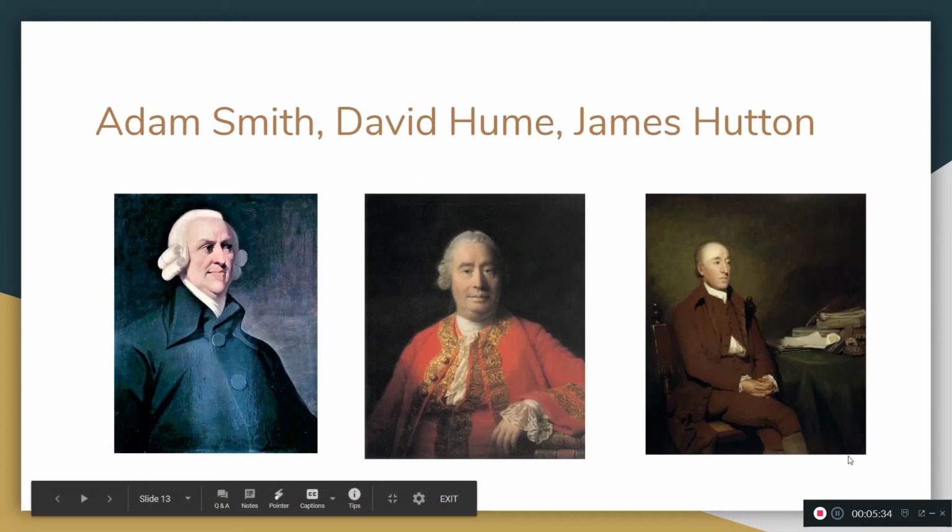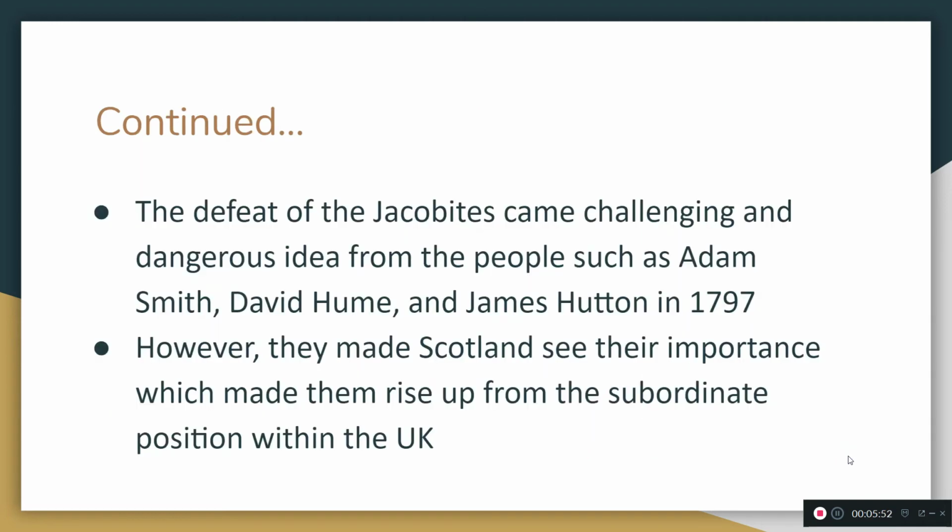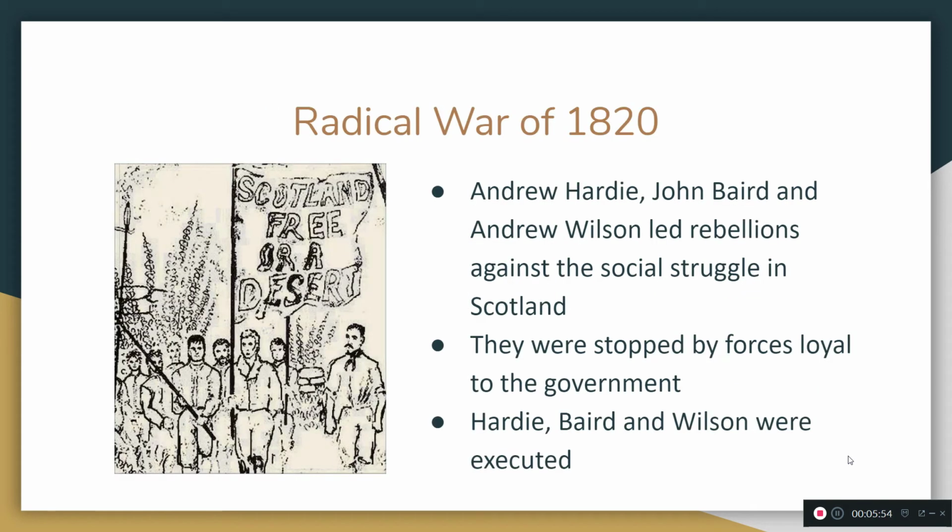Okay. So, with the defeat of the Jacobites came the rise of challenging and dangerous ideas from people like Adam Smith, David Hume, and James Hutton. So these people made Scotland see their importance, which made them rise up from the subordinate position within the UK. So, with this, political struggle was kind of done, but social struggle was still at a high.